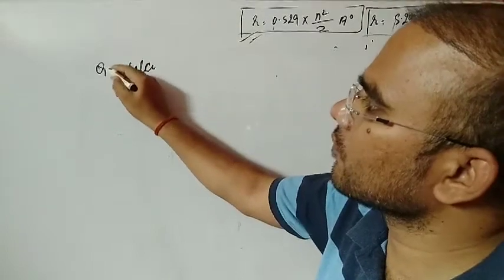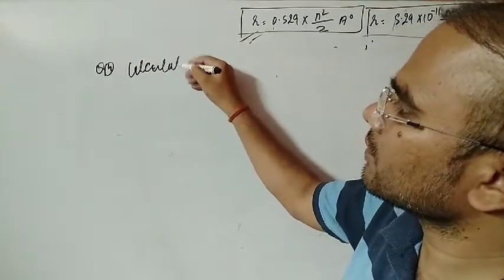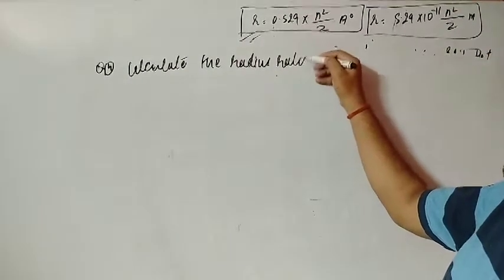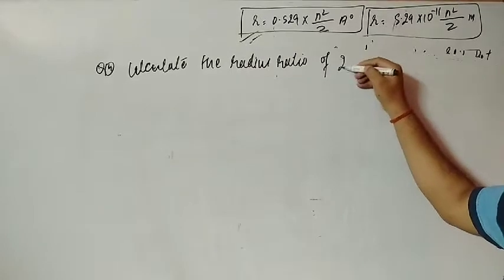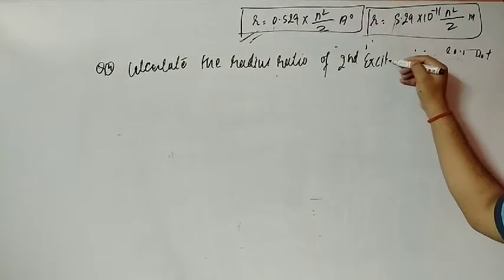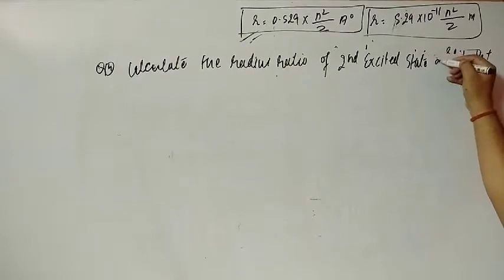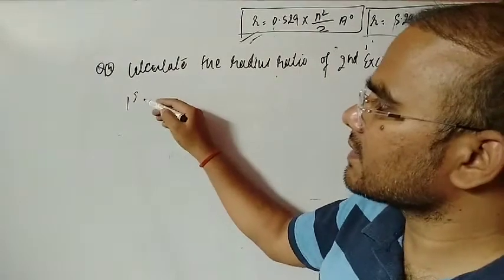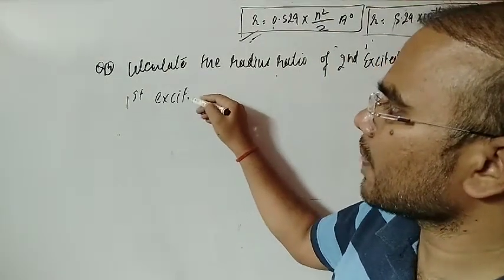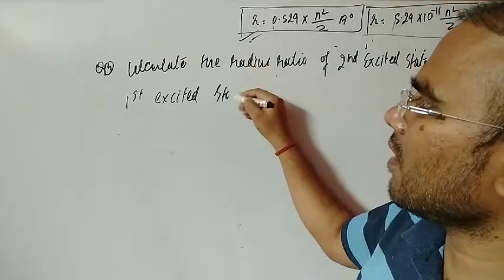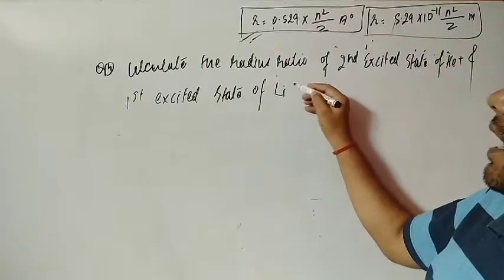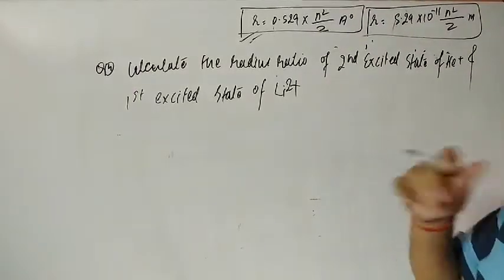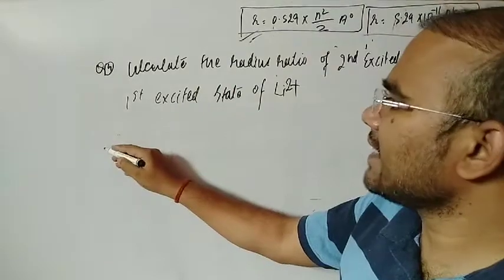Calculate, this is question number 4, student. They are saying calculate the radius ratio of the second excited state of He plus and the first excited state of Li2 plus. Okay, so students, how can you term that as second? What is the meaning of it?